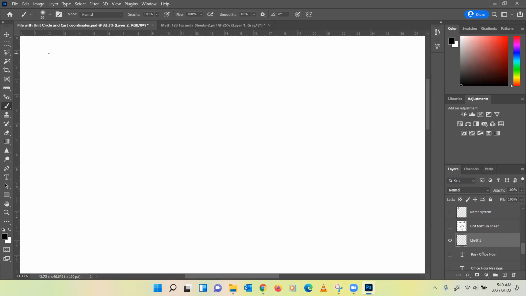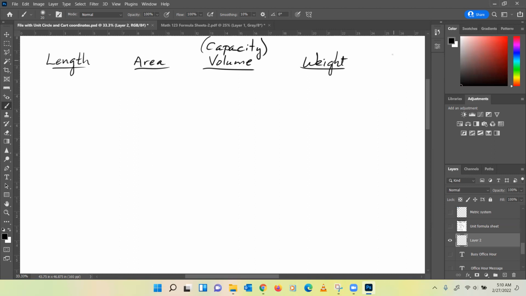So in 9.1, we look at length. In 9.2, we include area and volume, which is sometimes called capacity, so we'll need to keep that in mind. And in 9.3, we add weight, and they also add temperature calculations, but that's not a unit conversion so much as a formula we'll use.